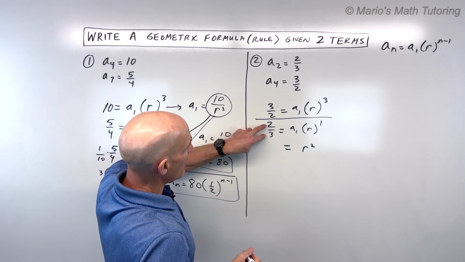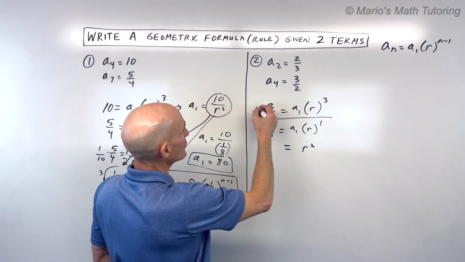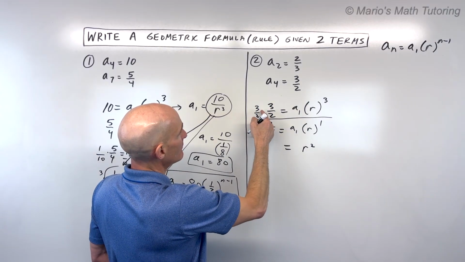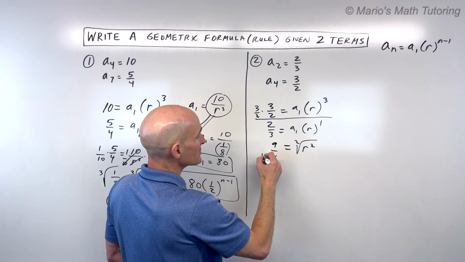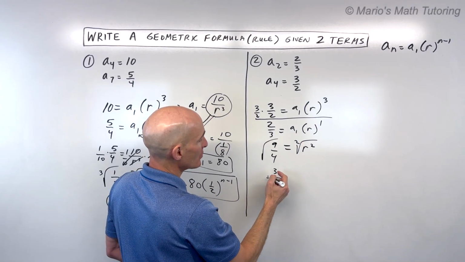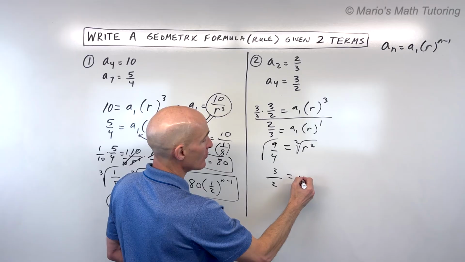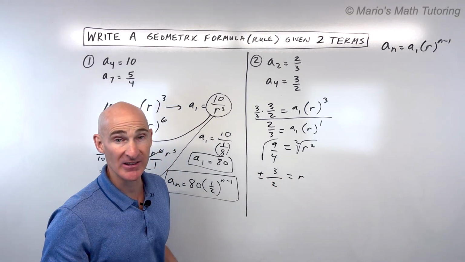And remember, when you divide by a fraction, it's like multiplying by the reciprocal. So this would be like multiplying by 3/2, which gives us 9/4. Now, if we take the square root of both sides, square root of 9 is 3, square root of 4 is 2. But when you take the square root of both sides, you get two answers, plus or minus.